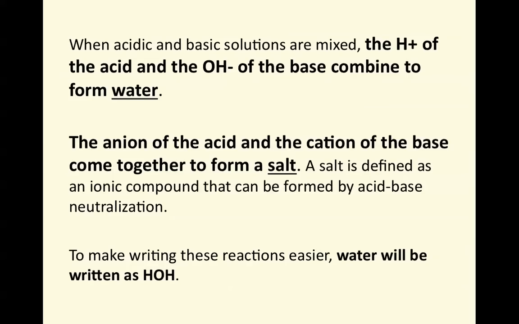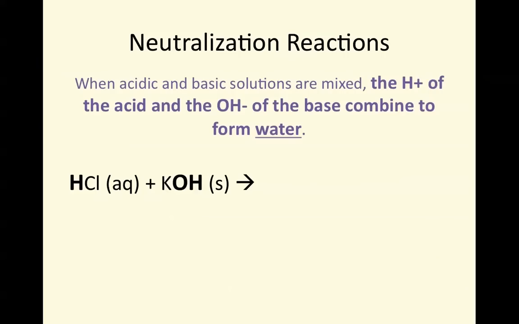So a little bit more about how we're going to do these reactions. When the acidic and basic solutions are mixed, the positive hydrogen ion of the acid and the hydroxide ion of the base are going to combine to form water. And then we're going to see that the negative ion of the acid and the positive ion of the base are going to come together to form the salt. And this is just defined as the ionic compound that's formed by the acid-base neutralization. And again, I've referred to the fact that I'm going to be writing water as HOH. All right, so let's work through two examples of these neutralization reactions.